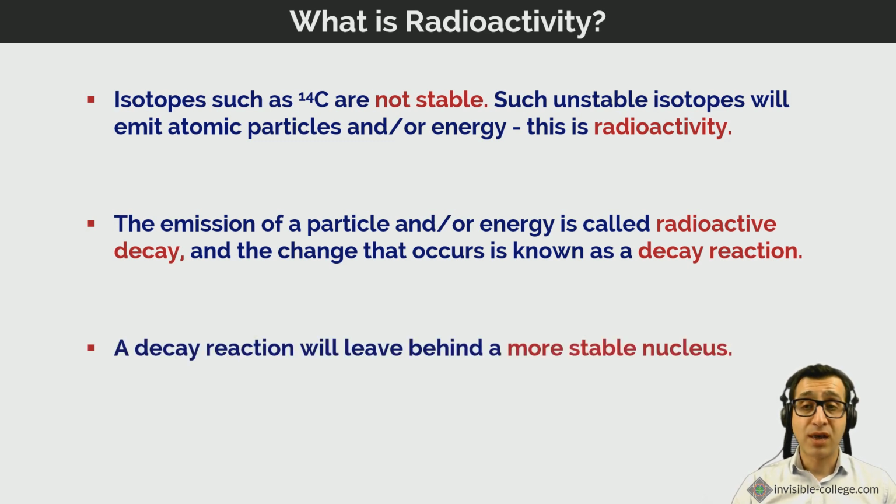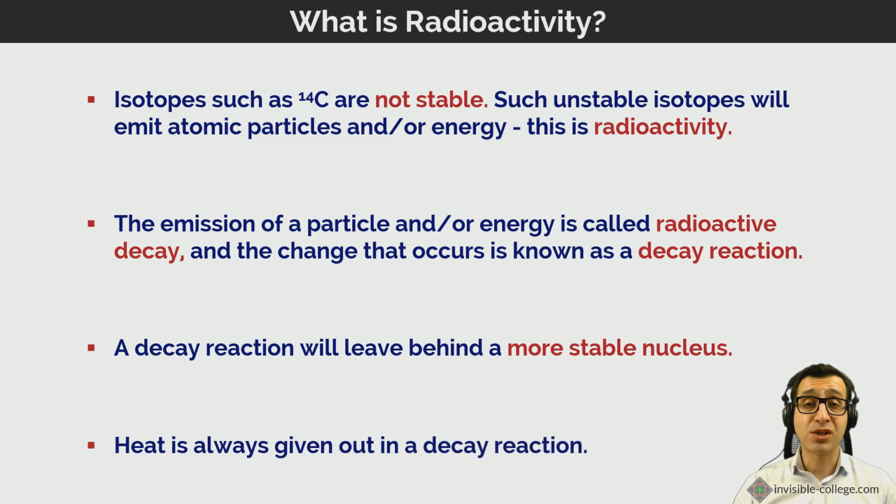So a decay reaction occurs because that nucleus is in an unstable state. It has an excess of potential energy, nuclear potential energy. And so by giving off the excess potential energy, it can leave behind a more stable nucleus. Now, this is accompanied also by the emission of heat energy as well.